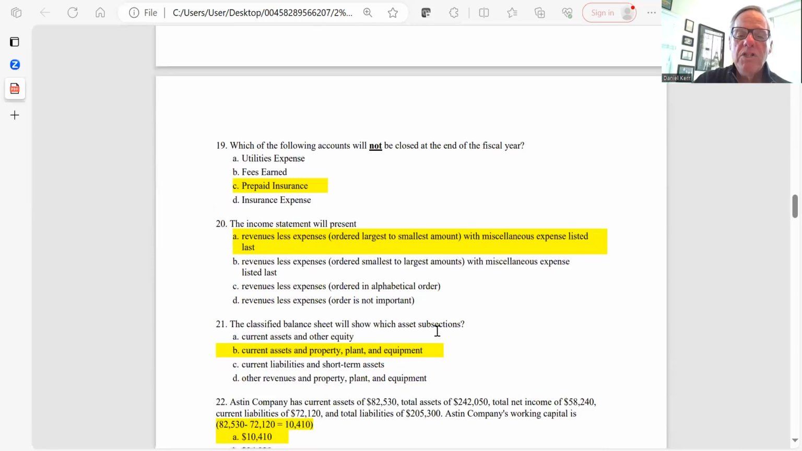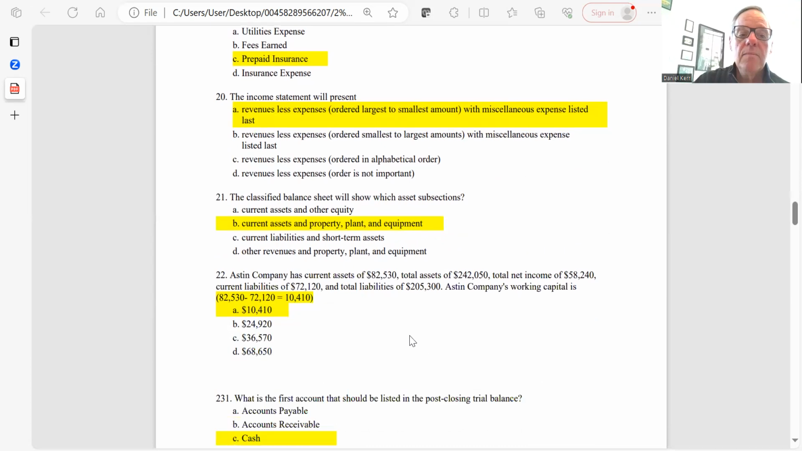21, classified balance sheet would show what sections. So these are the sections of the classified balance sheet. Current assets would go first, and then property, plant, and equipment. Looking for the asset subsections, and the 2 asset subsections that we've introduced so far would be the current assets and the property, plant, and equipment. So the answer is B.